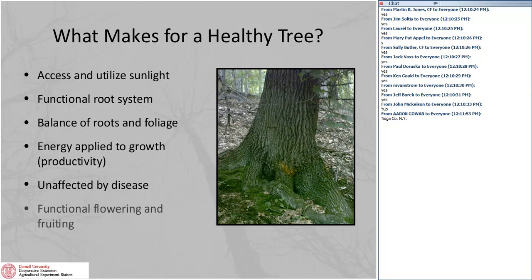And then functional flowering and fruiting. So any of the normal processes of the tree need to be functional, operational, knowing that, particularly with flowering and fruiting, there's an internal cycle that the trees go through, and that every year is not a good flowering and fruiting year, and that there's a lot that happens environmentally after the flowers are formed, even after the flower buds are formed, that may not allow for a fruit to develop. So the absence of fruiting does not necessarily mean that the tree is not healthy. There may be something secondary to the tree that's causing a problem.